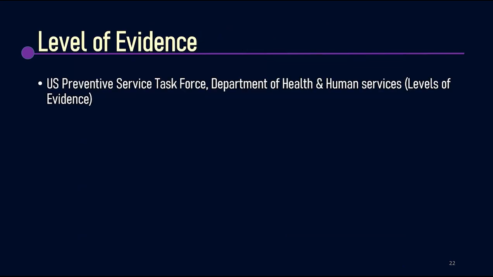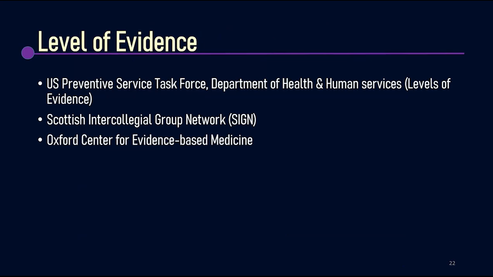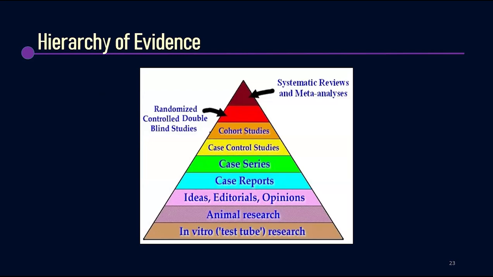This slide shows the levels of evidence, and the most widely recommended is the US Preventive Services Task Force, Department of Health and Human Services. That gives the level of evidence. Another is SIGN, the Scottish Intercollegiate Guidelines Network, and the Oxford Centre for Evidence-Based Medicine also gives levels of evidence. This is the often shown hierarchy of evidence pyramid. It starts with in vitro testing research and goes up to the randomized control trial, systematic review, and meta-analysis. It's shown in this pyramid. The number of articles such as case reports and case series is much larger compared to randomized control trials. The reason is that randomized control trials are very resource intensive.